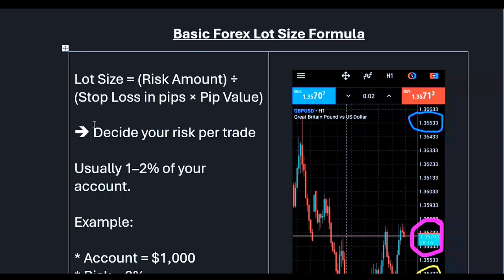Then the first thing you need to do is to decide your risk per trade. You must know the amount you want to risk per each trade. Normally, in forex trading, it is always advisable to risk about 1 to 2% of your account per trade. But you can do more than that if you want.